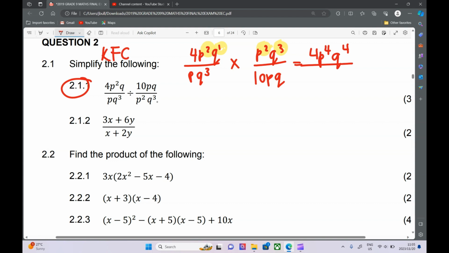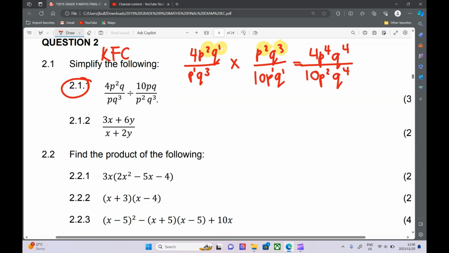At the bottom, we got 10. So write the number first. So p1 and p1. So 1 plus 1 is 2. So p2. q3 and q1. So 3 plus 1 is 4. So q4. Okay, it's already looking a lot better. So that would be your first mark, is just remembering that keep, flip, change rule.